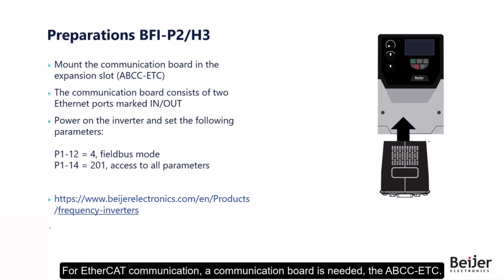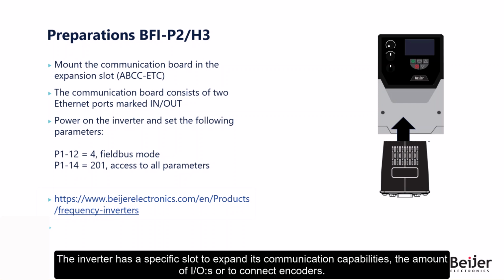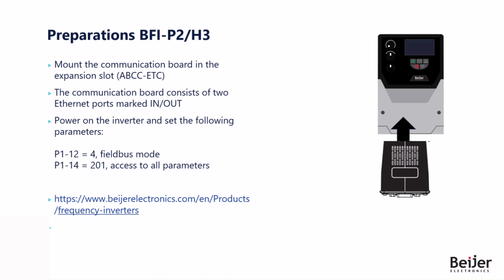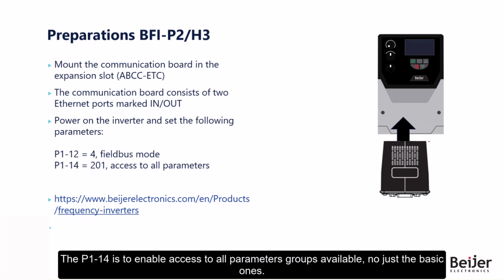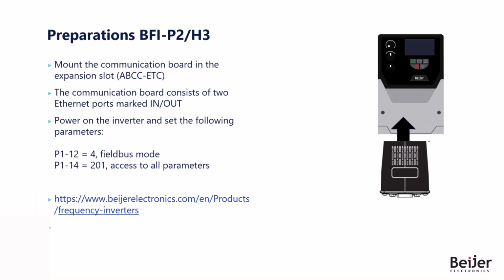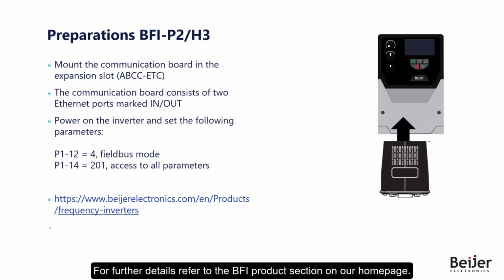For EtherCAT communication, a communication board is needed, the ABCCTC. The inverter has a specific slot to expand its communication capabilities, the amount of I/Os, or to connect encoders. Remove the front and insert the communication board in the slot, de-energized, on the inverter and set the following parameters to enable field bus control. The P1-14 is to enable access to all parameter groups available, not just the basic ones. For further details, refer to the BFI product section on our homepage.